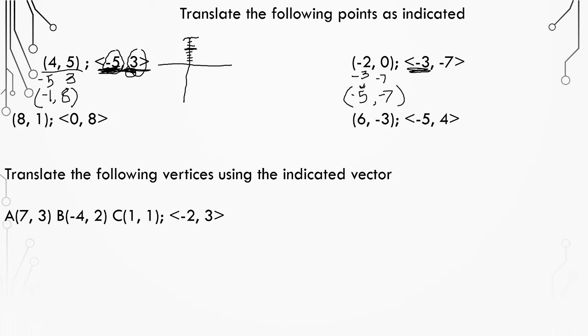So that's my new point, negative 5 comma negative 7. And again, logically this can make sense, right? If I'm at 0 and I move down 7, well then I'm going to be at negative 7 on the graph, right? If here is 0 and I move down 7 spots, I'm going to be at negative 7 once I get down there.